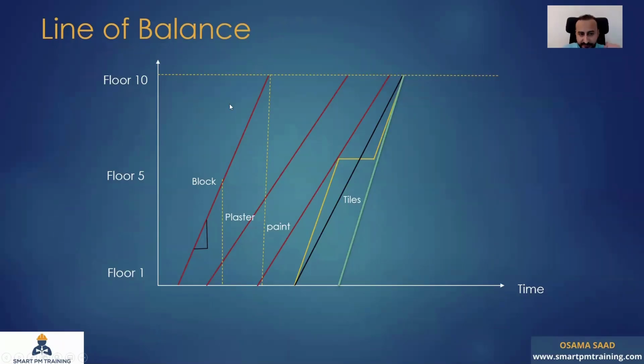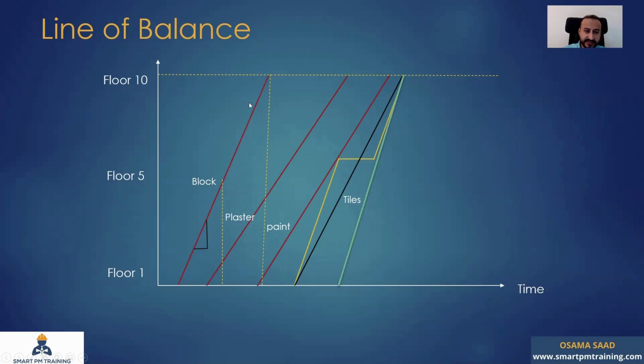This is line of balance. I have here in this axis the floors, from floor 1 to floor 10, for example. And on the x-axis, I have the time frame. Let's look at the block work.